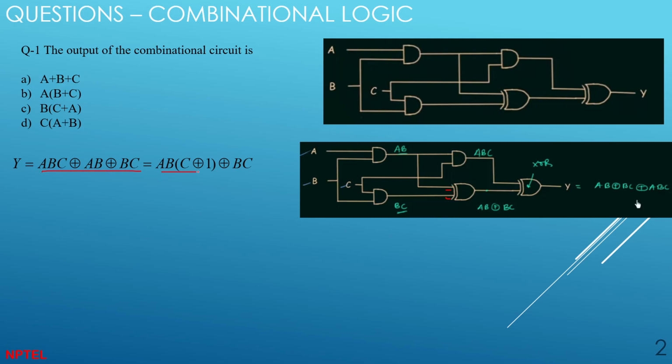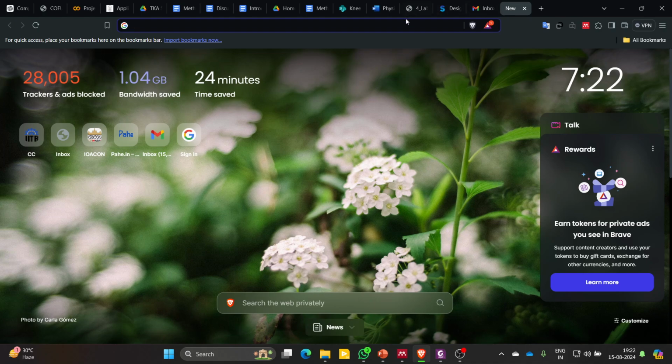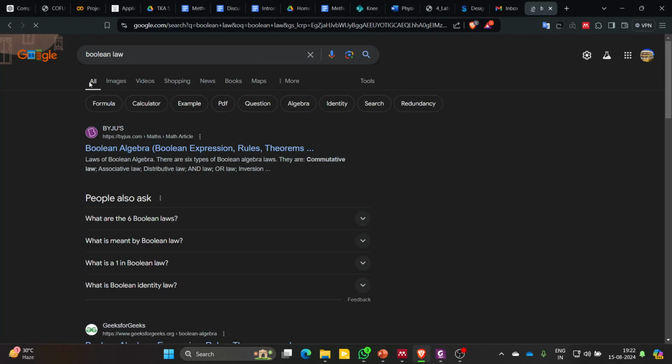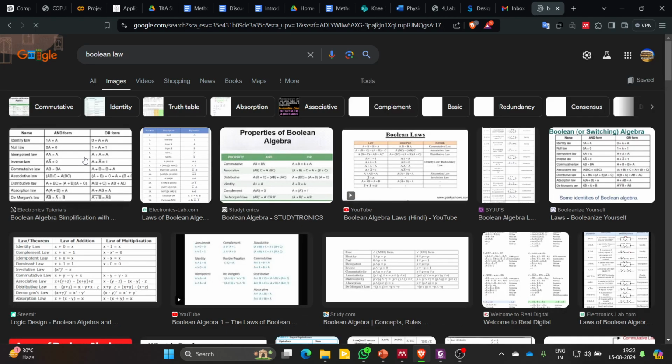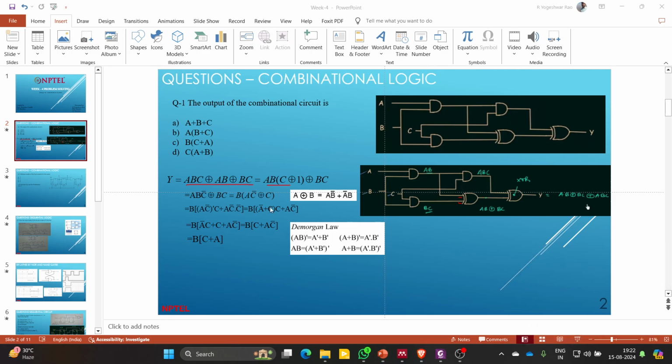I would suggest you go through the Boolean laws. You can search on Google and get some basic laws. I don't want you to learn them by heart, but get an idea of what kind of laws are followed. AB can be written as BA, associative laws, distributive laws. These laws will be helpful in the long run. And there is one more thing called De Morgan's law.